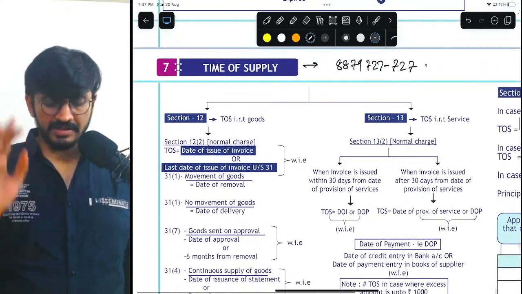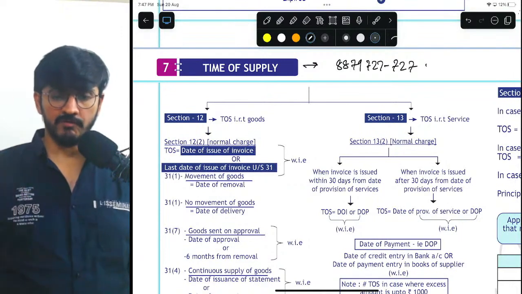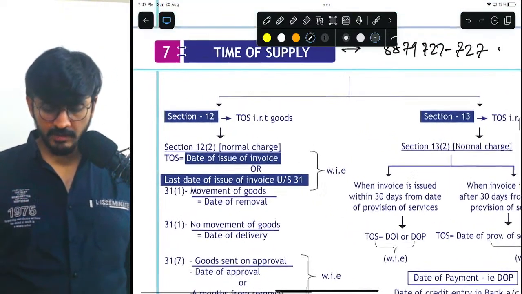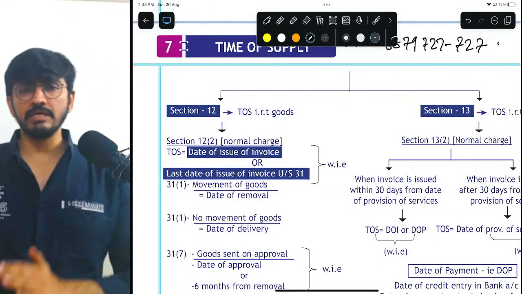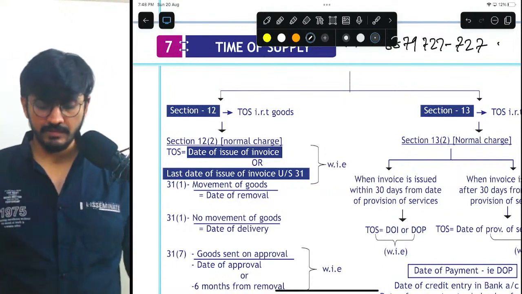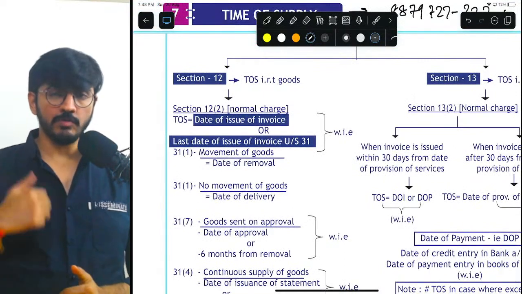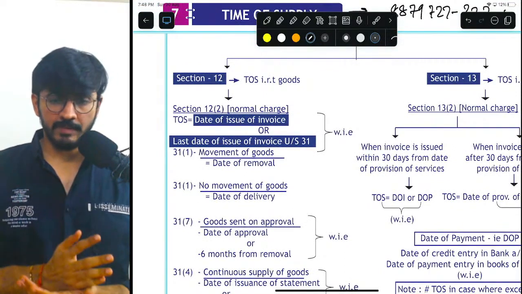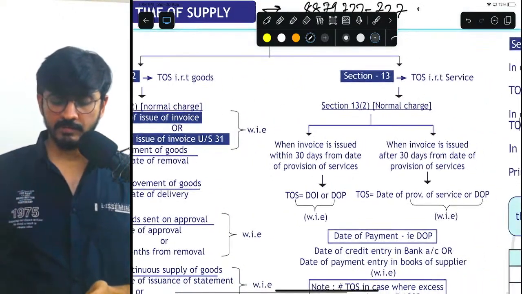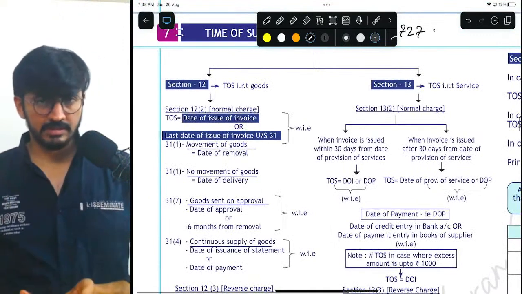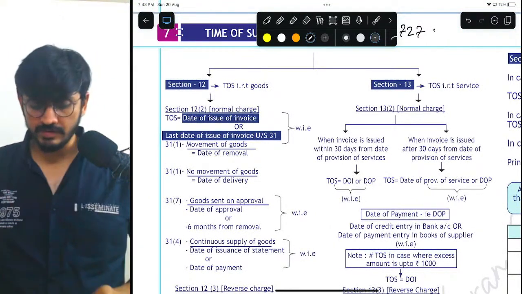Now understand one thing, my dear friends. When it comes to time of supply, we are talking about section 12 and section 13. Section 12 talks about time of supply in relation to supply of goods, and section 13 talks about time of supply in relation to services. Section 12 is goods, section 13 is services.